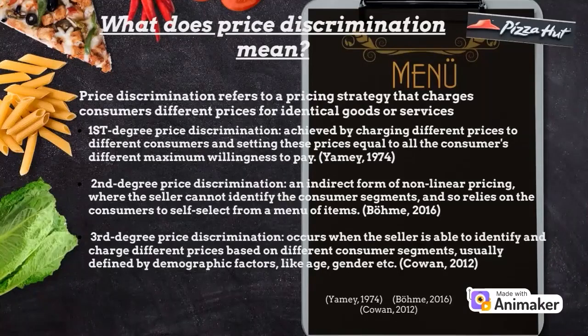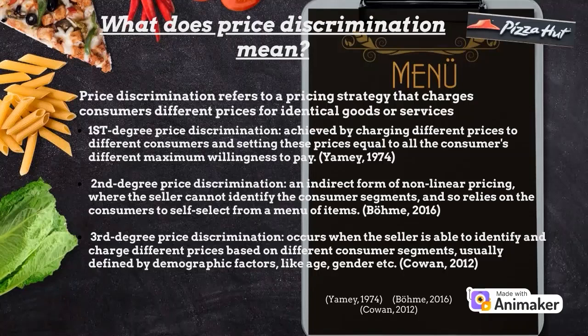In imperfect markets, price discrimination refers to a pricing strategy that charges consumers different prices for identical goods or services. First-degree price discrimination is achieved by charging different prices to different consumers and setting these prices equal to all the consumers' different maximum willingness to pay. In practice, however, this is quite hard to gauge since it requires the seller to have perfect information about each consumer's willingness to pay.